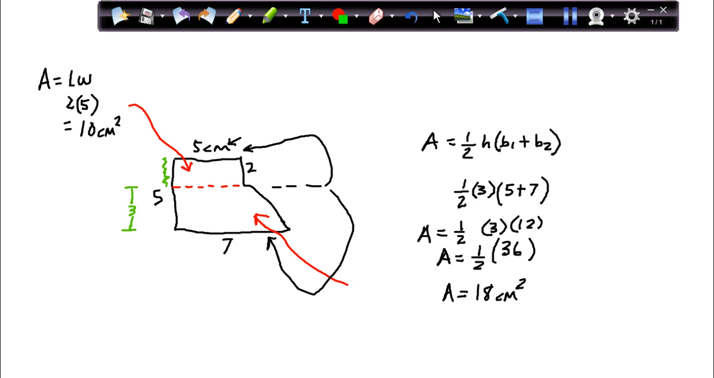Okay, you see it again. Now, we still have one more thing to do. We have 10 centimeters for the rectangle and 18 centimeters for the trapezoid. The total area of that shape combined is 28 centimeters square.